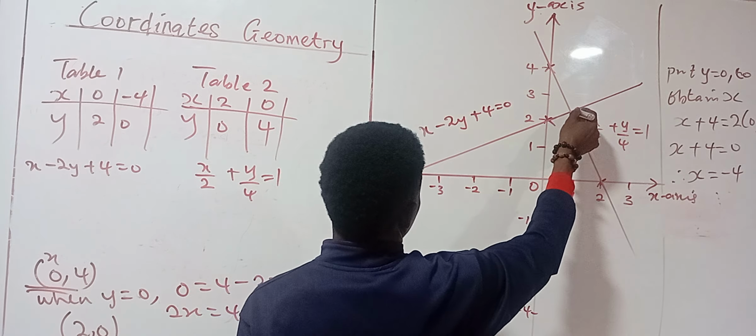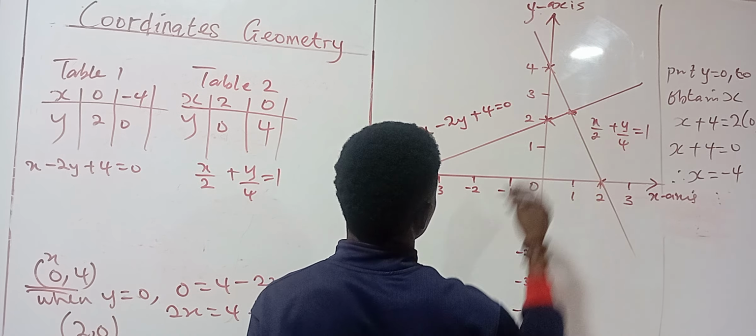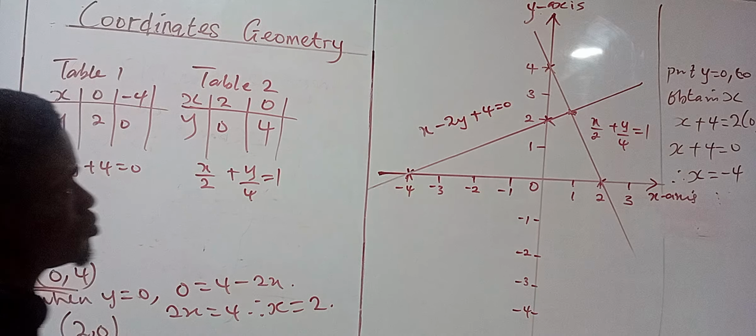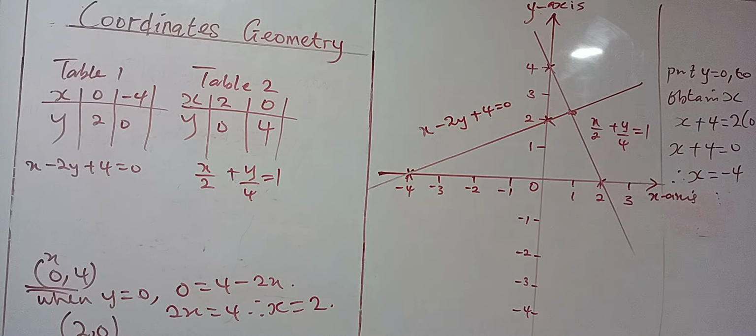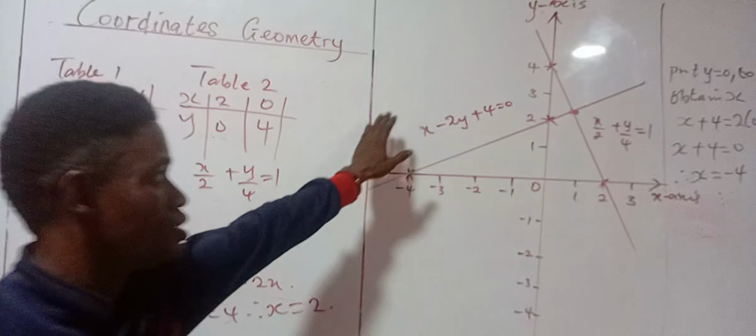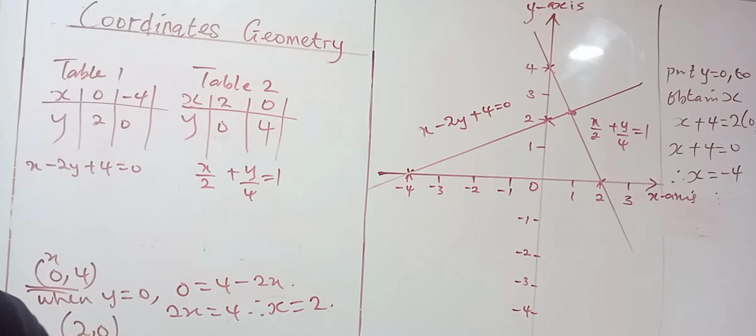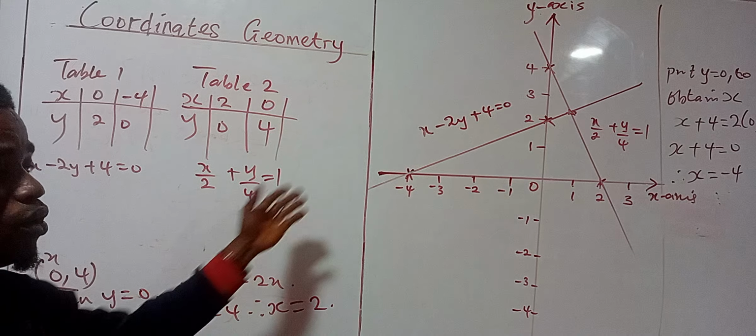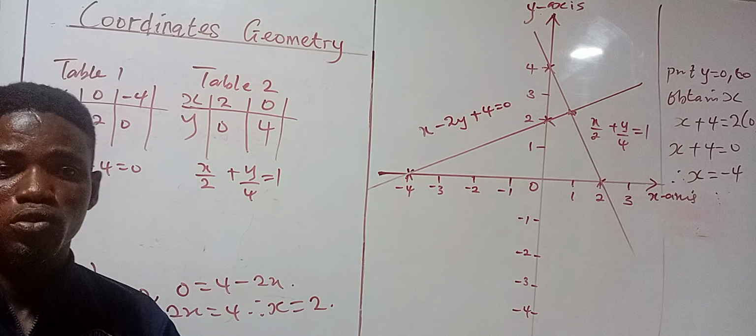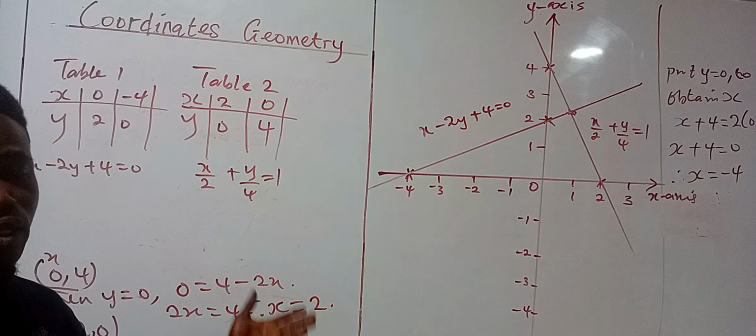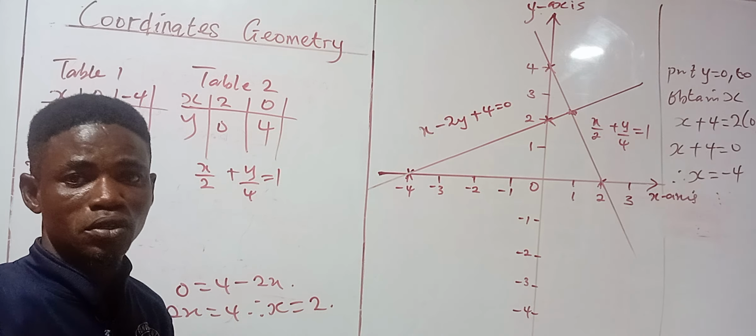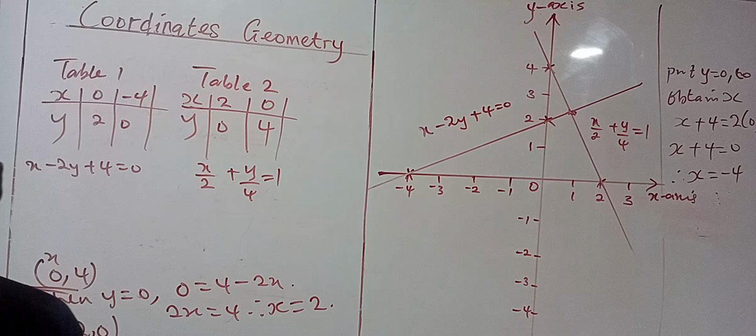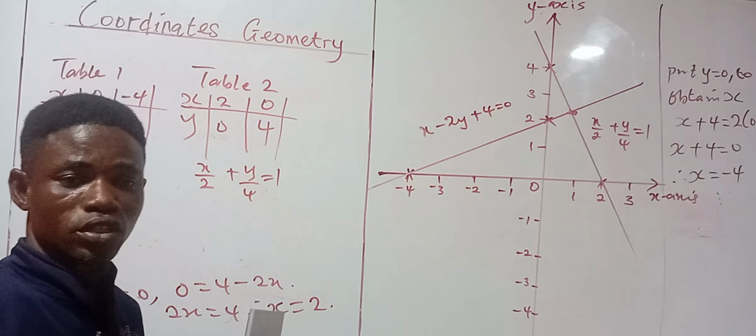So this is the point of intersection of the two graphs. So we have already sketched the two graphs. That is how to sketch when we have two equations and we are asked to sketch them on the same graph. So we are going to apply the intercept formula: you put x to 0 in order to obtain y, and after that, you put y to 0 in order to obtain x.